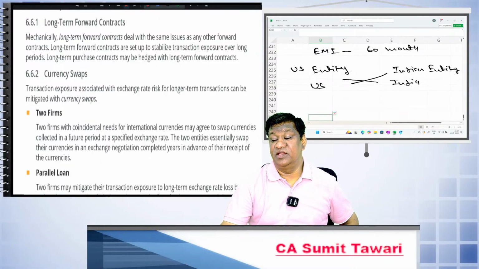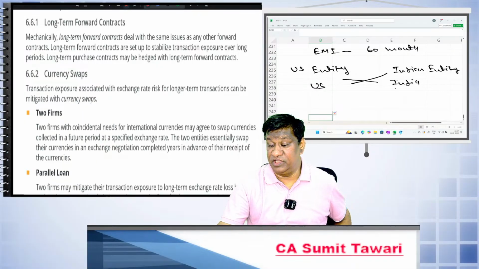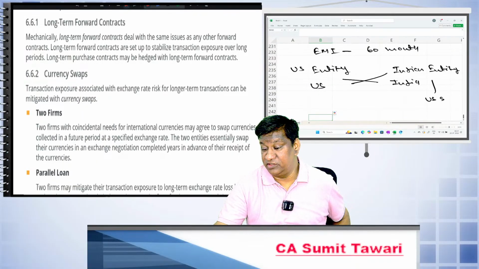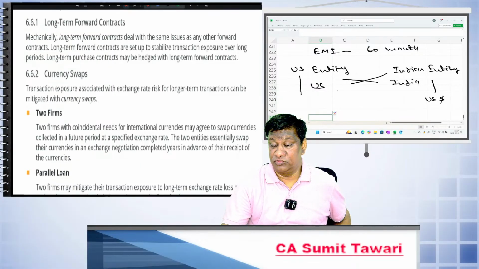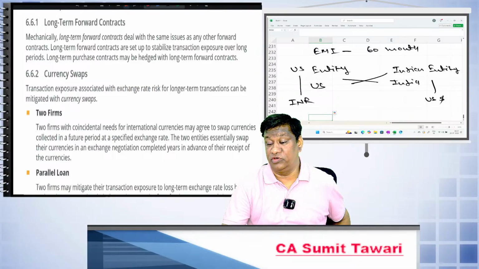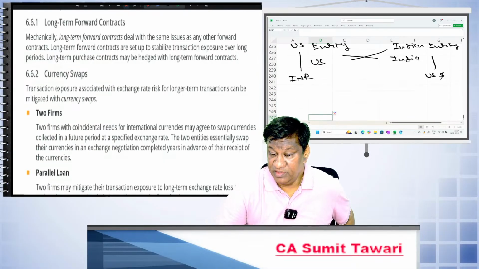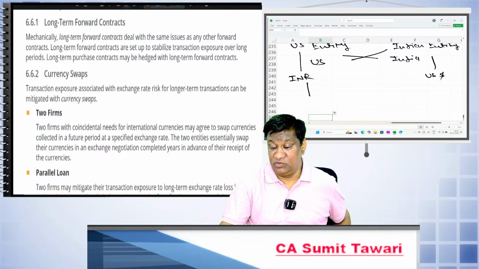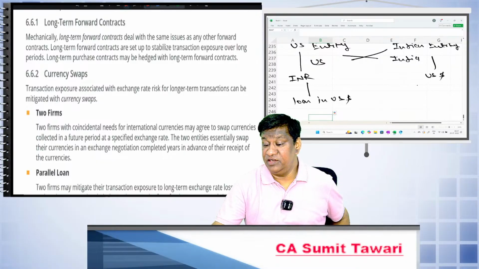If the Indian entity wants to invest in the US, their requirement is US dollars, and the US entity wants to invest in India, so their requirement is INR. But if they take a loan or transfer the money, then they need to convert it. So what both parties can do: the US entity may take a loan in US dollars, and the Indian entity may take a loan in INR. And both are going to swap their obligations.